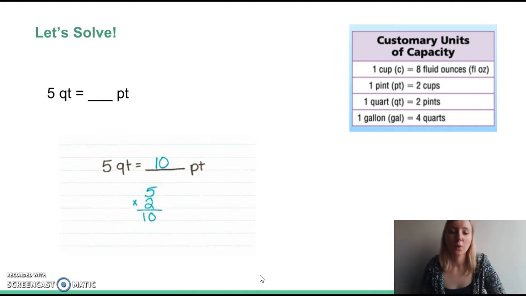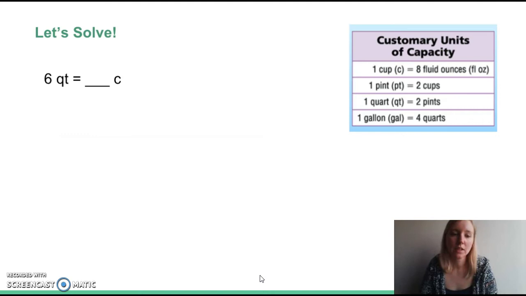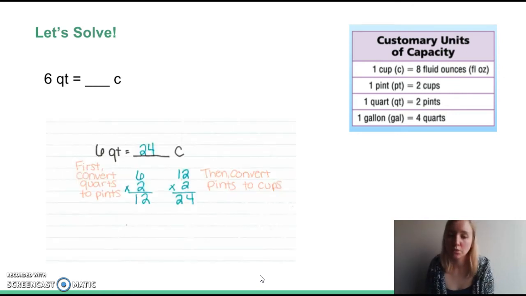So, because we are going from a larger unit to a smaller unit, we are going to multiply. So 5 quarts, and there are 2 pints in each quart, so 5 times 2 equals 10. All right, next problem. 6 quarts equals how many cups? Make sure you use your chart above, and then we'll talk about it. Okay, did you get 24 cups? If you did, awesome job. If you didn't, let's go ahead and talk about it.